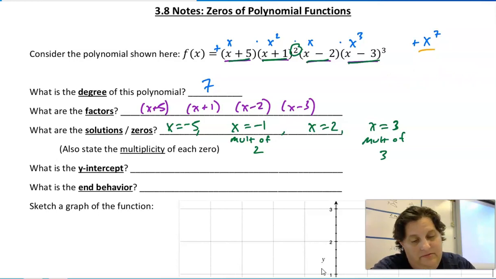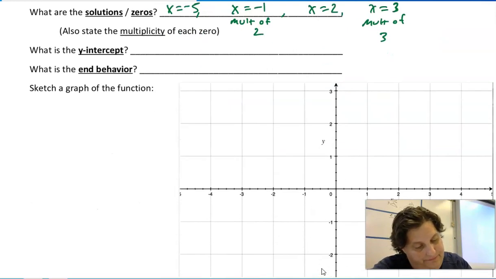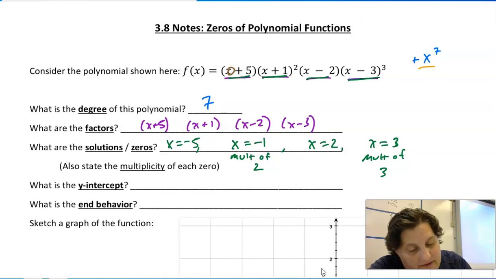All right, so now let's go down to this next one, the Y-intercept. Let me come back to the beginning question here: the Y-intercept is just what I get when I plug in 0 for x. I think this is going to be a crazy number. We'll see.